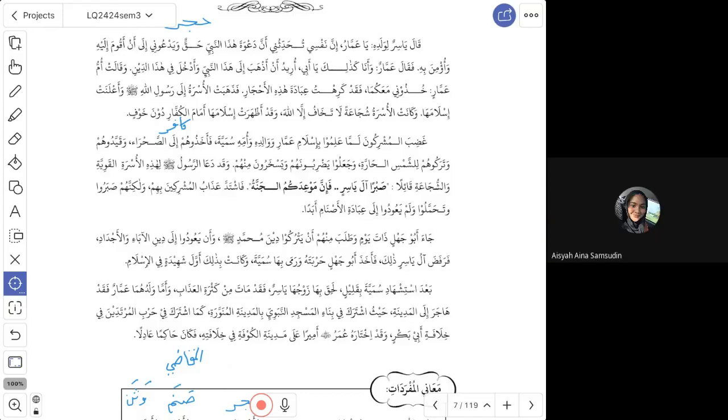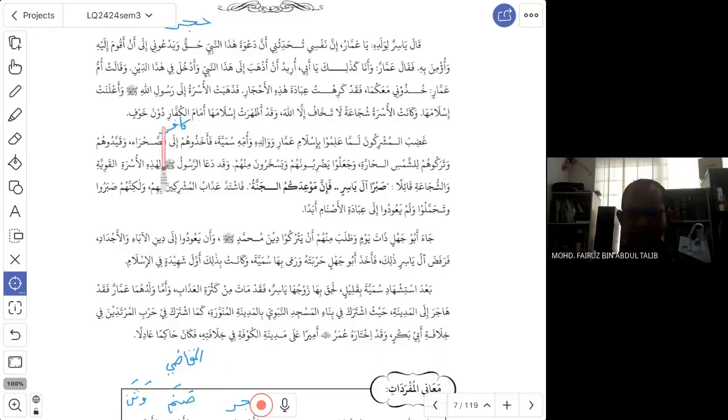وقد أظهرت إسلامها أمام كفار دون خوف. Naam, sahih. So this is the evidence. وَقَدْ أَظْهَرَتْ إِسْلَامَهَا أَمَامَ الْكُفَّارِ دُونَ خَوْفٍ. So they declared their Islam in front of the kuffar without any fear. So this is the proof that al-usra syuja'ah.